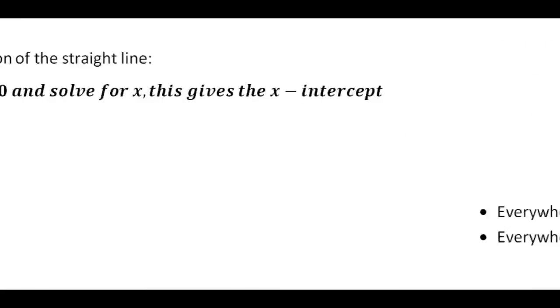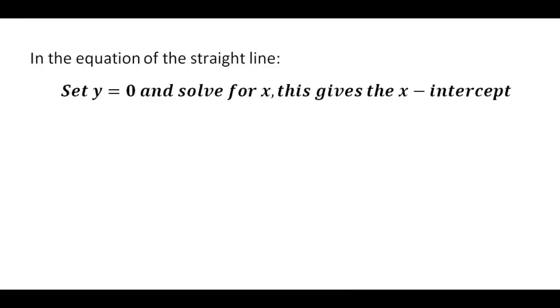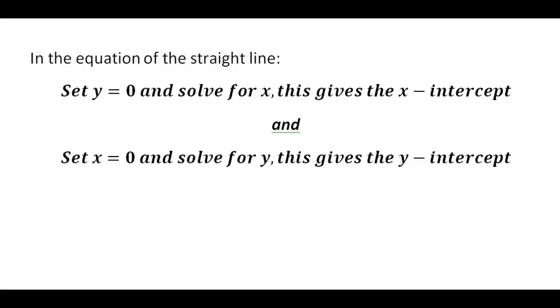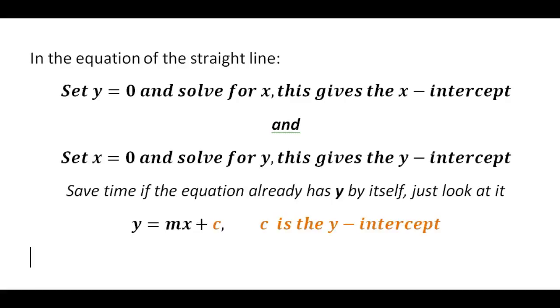So, if we use these facts in the equation of a straight line, when we set y equal to 0 and solve this equation for x, that gives us the coordinate of the x-intercept. And if we set x equal to 0 and then solve for y, this gives the y-intercept. However, we can save time if the equation already has y by itself. We just look at it. y = mx + c. Remember, c is the y-intercept.